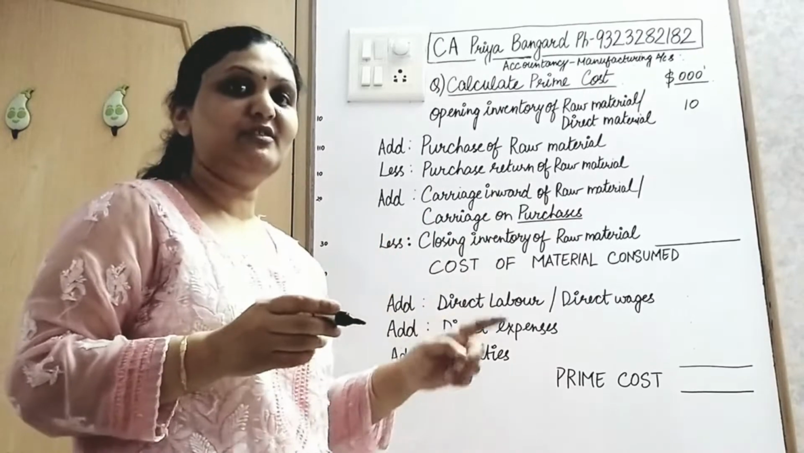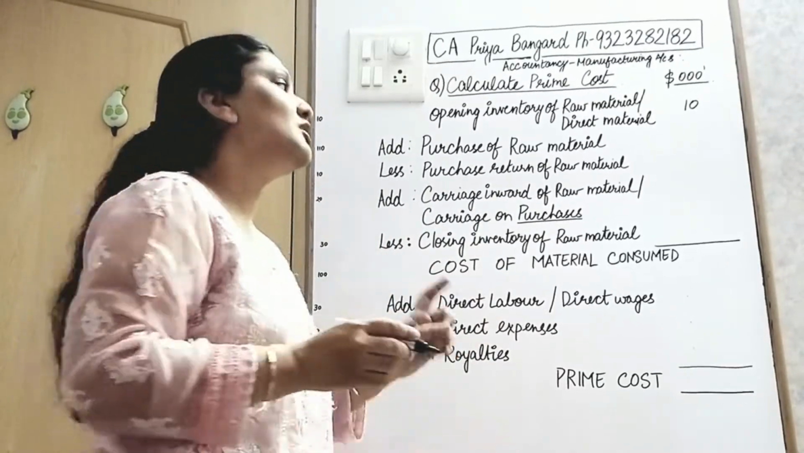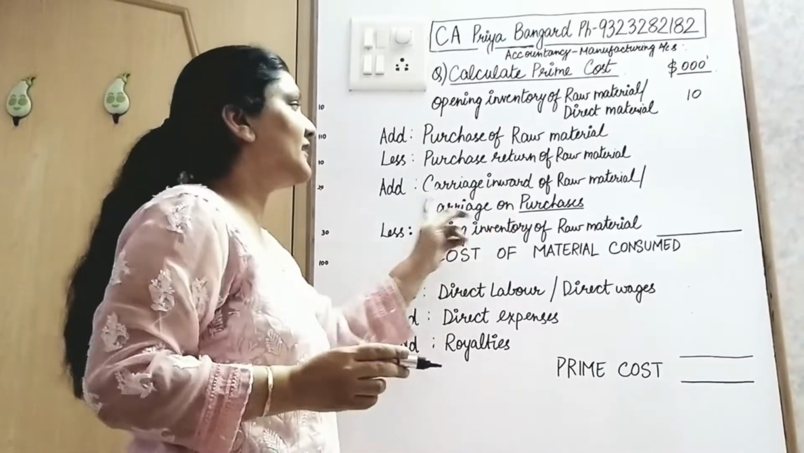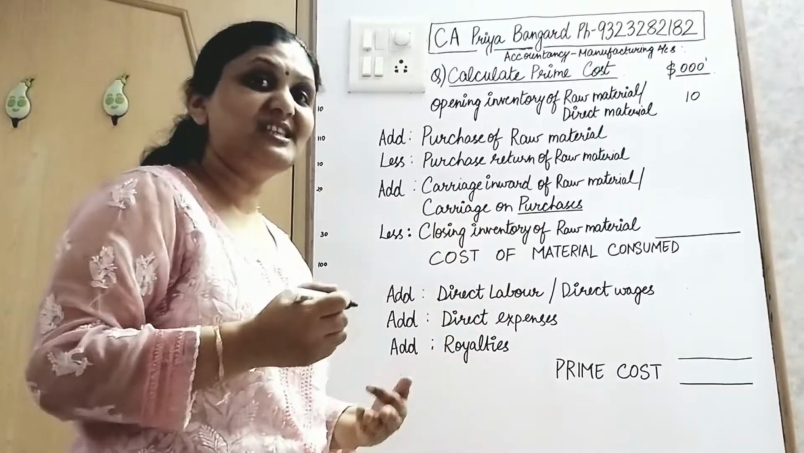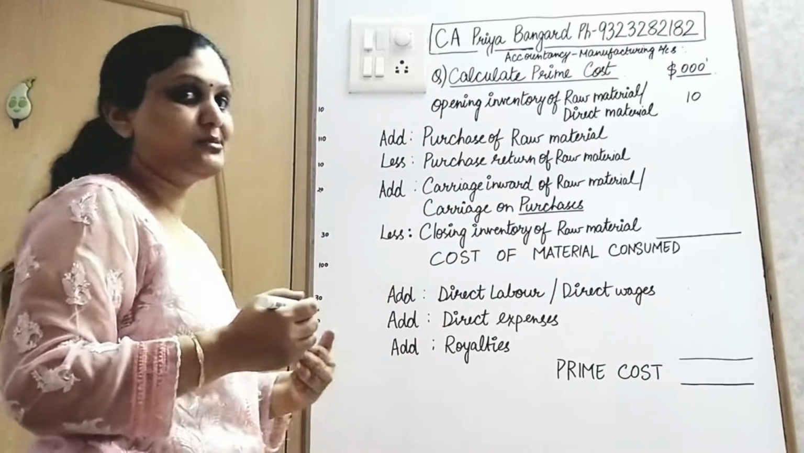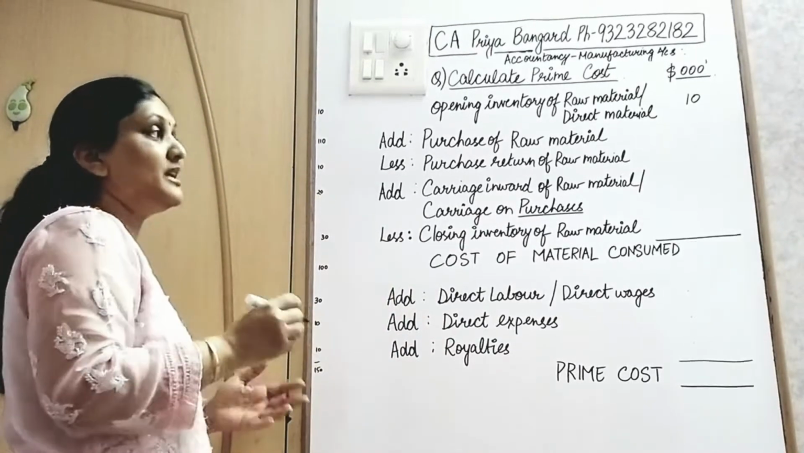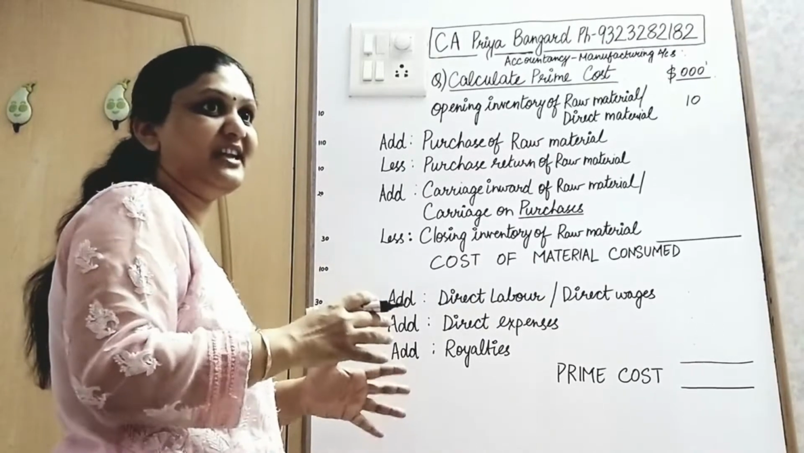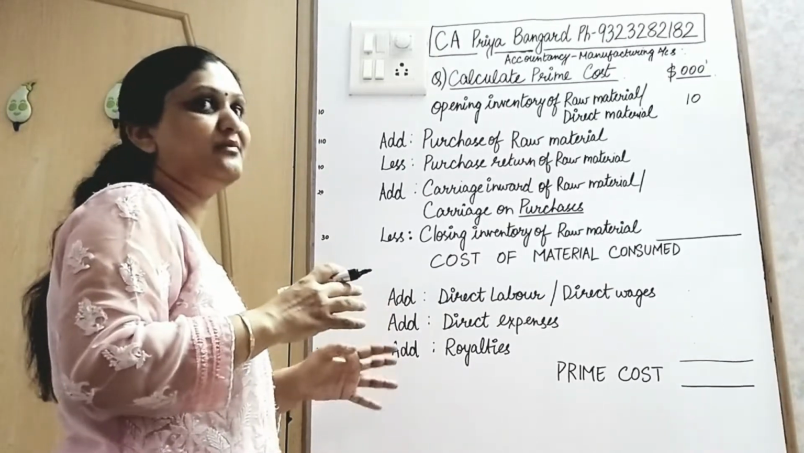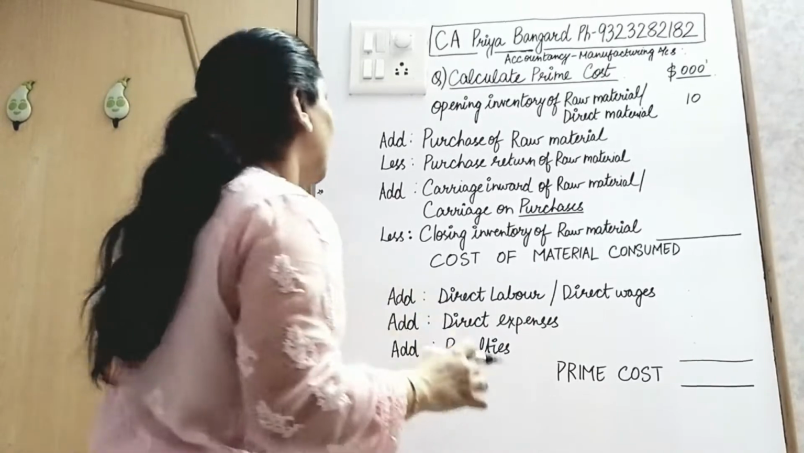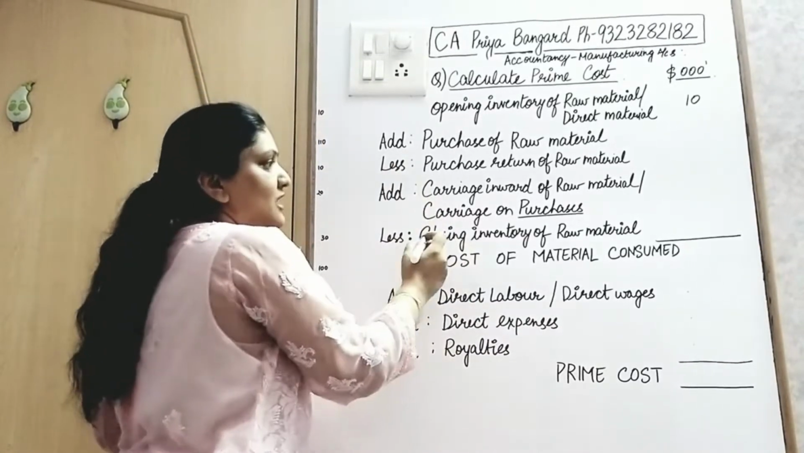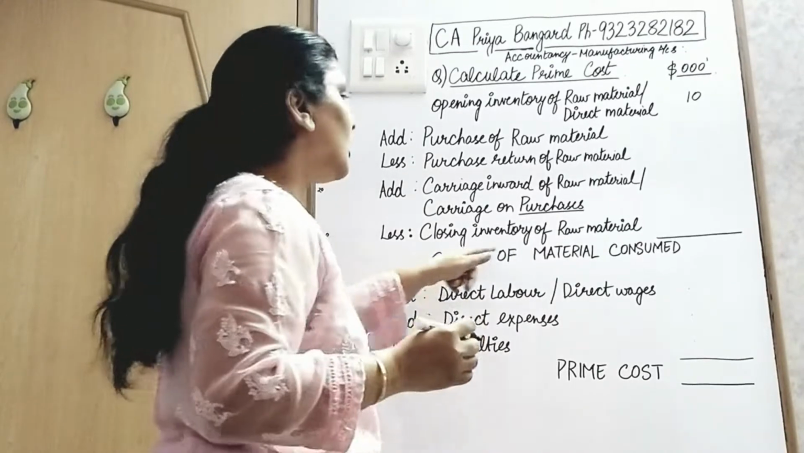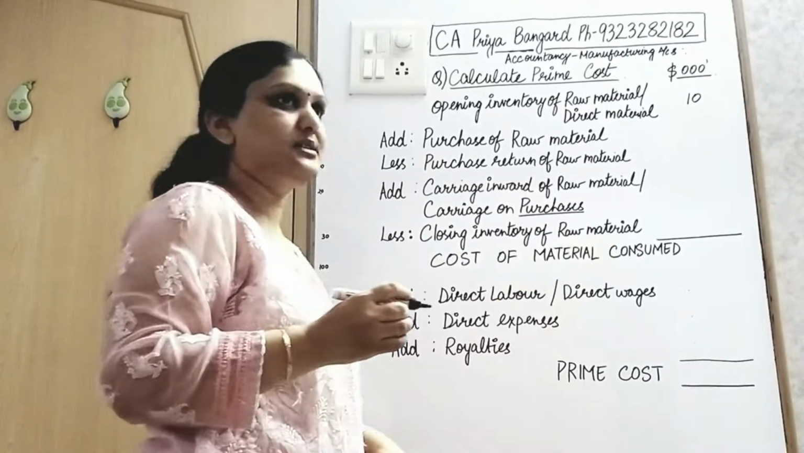Now one point which you have to remember here is you don't have to take carriage outward or carriage on sales. Carriage inward is direct expense. Direct expense means when you are bringing a raw material into the factory, that time carriage inward is direct expense. Then you have to less closing inventory of raw material and you get cost of material consumed.